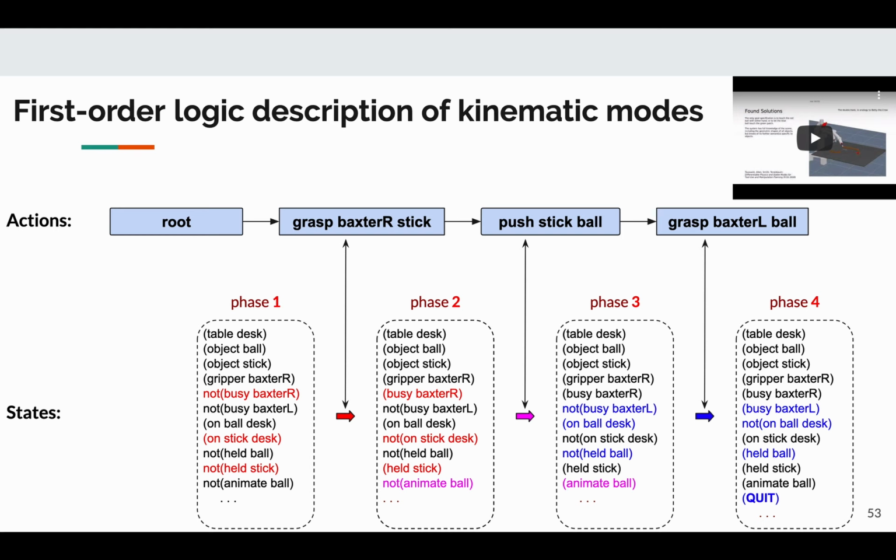So we have these facts. And just now, knowing these facts, we can apply actions. And what each action does is it changes the state of the world. In this case, we have an action grasp, stick with Baxter R. And what it does is change the state of the world. For example, it changes from not busy to busy. And about the stick on the desk, at the beginning, before the grasp, it was on the desk, and after the grasp, it is not on the desk anymore. And the same about the held flag.